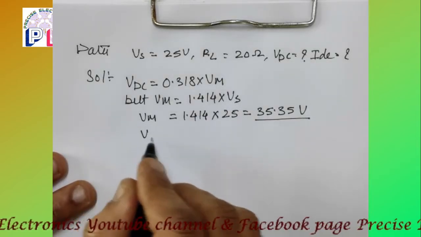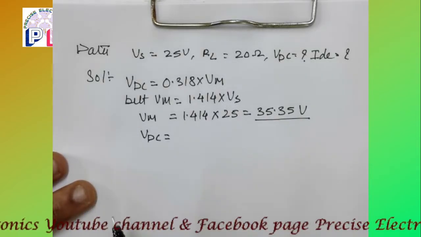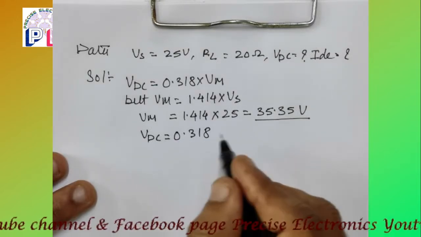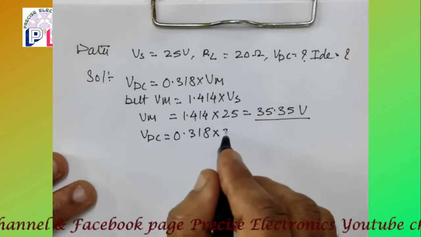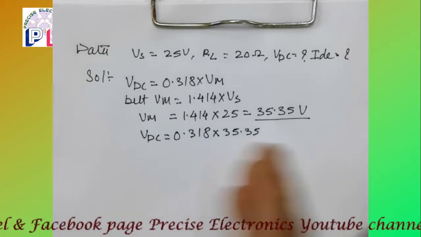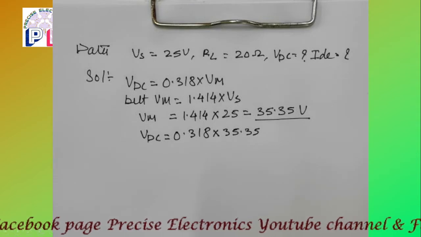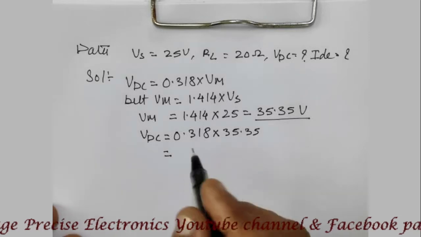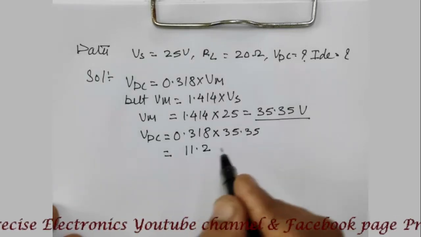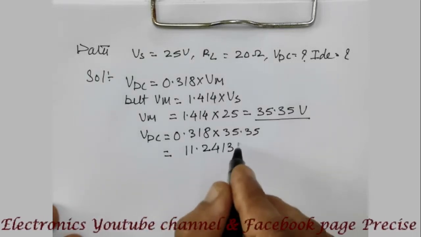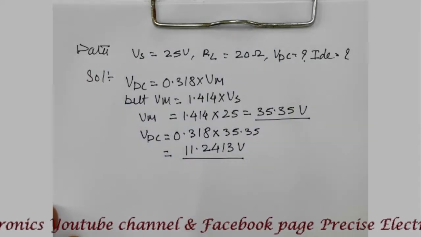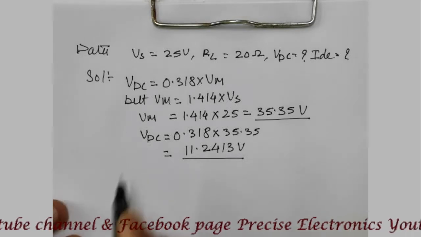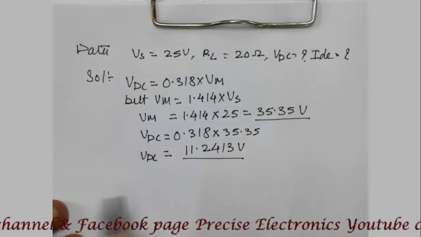We have to find out average voltage or output voltage, that is VDC, is equal to 0.318 into now 35.35. So that will be equal to 11.2413 volt. That is our first answer. 11.24 volt, that is our first answer, that is VDC.